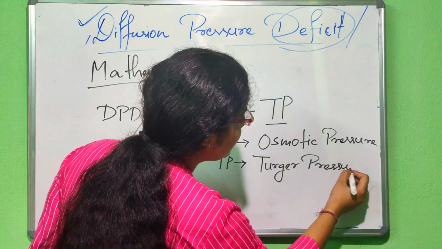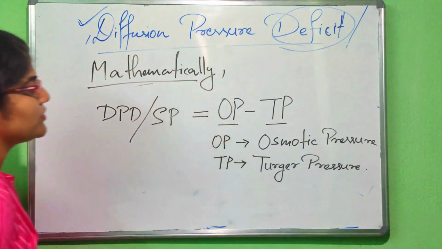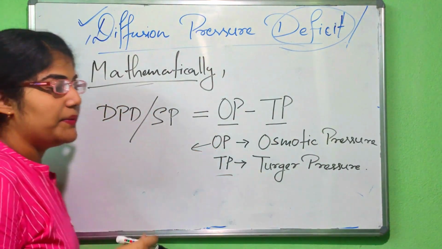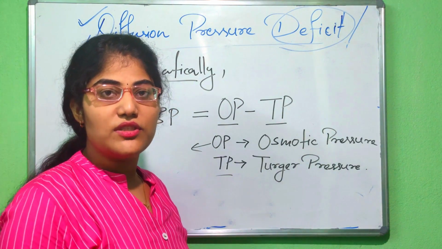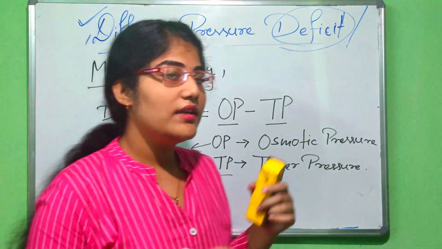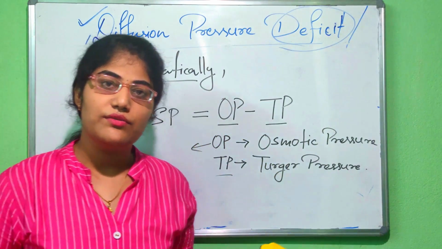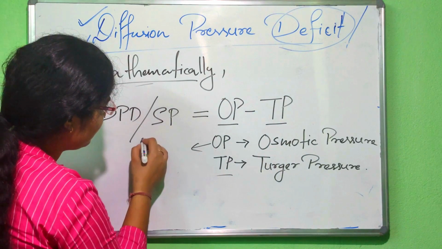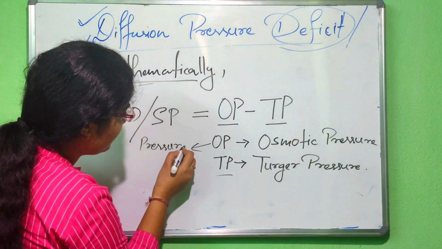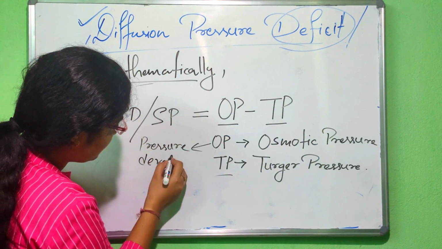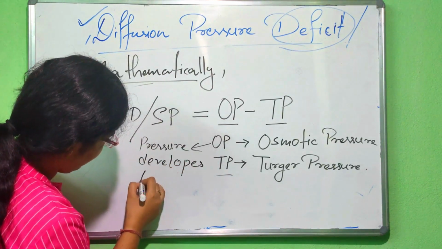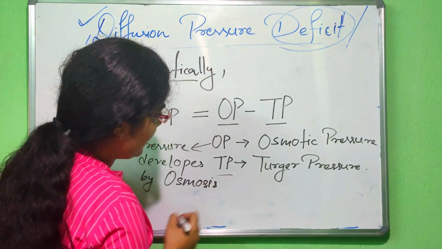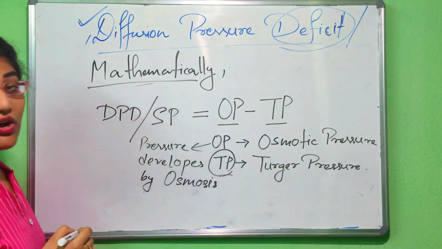So let's know what these two new terms are, what is the osmotic pressure and what is the Turgor pressure. Osmotic pressure is the pressure that develops due to the osmosis process. We studied in our last videos what osmosis and diffusion are. So osmotic pressure is the pressure that develops by osmosis.